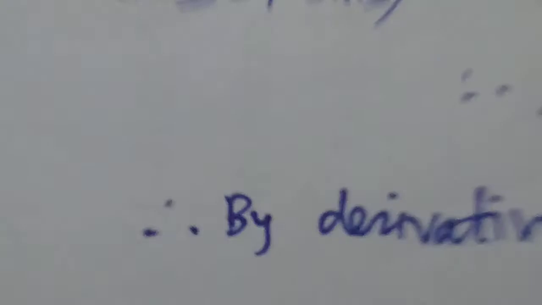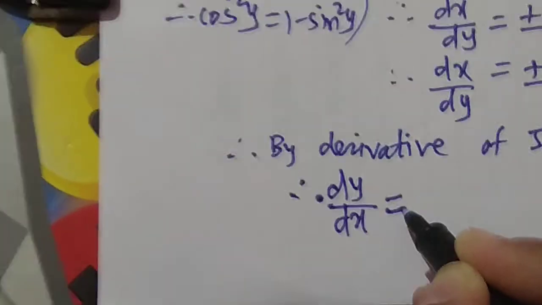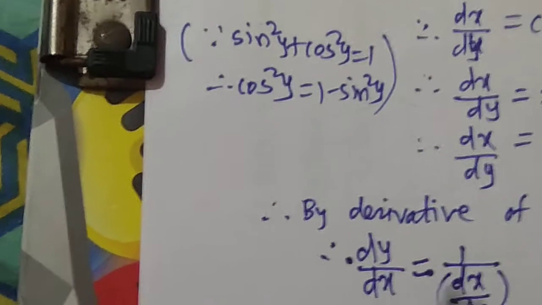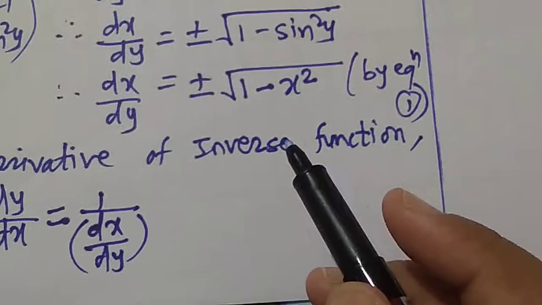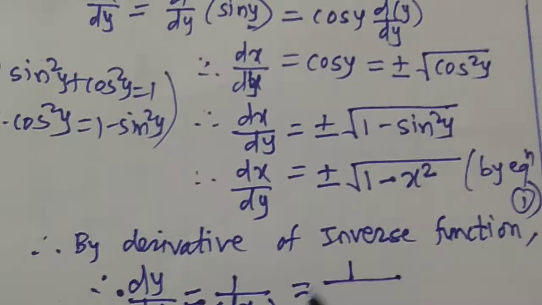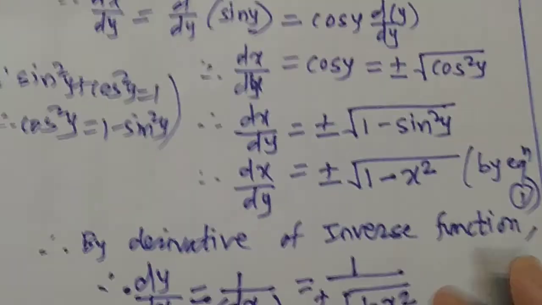Therefore dy by dx is equal to 1 upon dx upon dy, by using the derivative of the inverse function. Now we have to put the value of dx upon dy, that is plus minus root 1 minus x square. Therefore 1 upon plus minus root 1 minus x square.